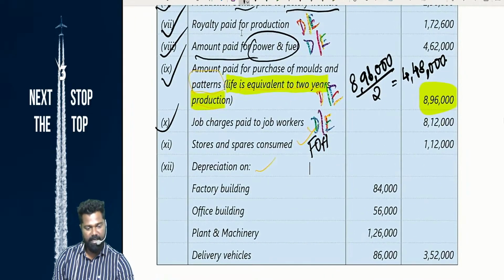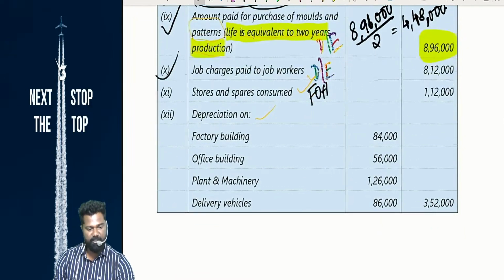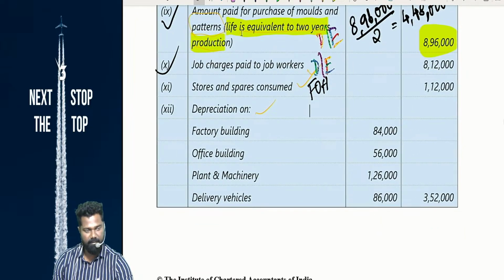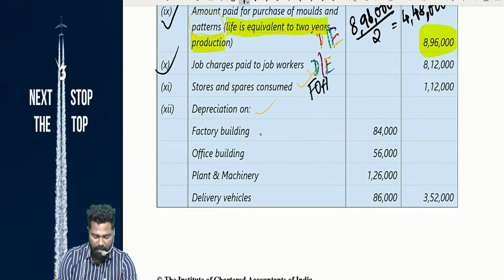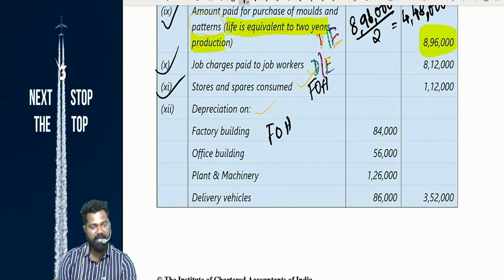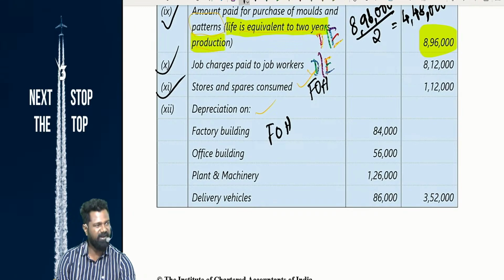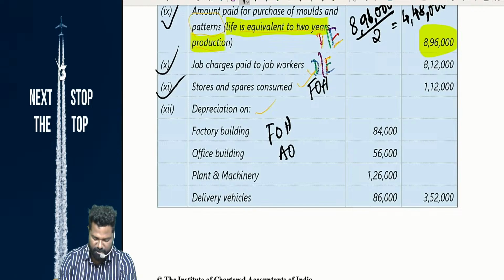Next, depreciation. Depreciation on what? Factory building. Tell me where it will come. Come on बच्चों, focus करो. Factory overheads. Office building कहाँ पे आएगा? Confidently answer. Yeah, you're telling me the right answer. It's administration overheads.